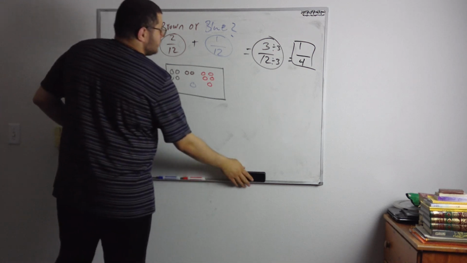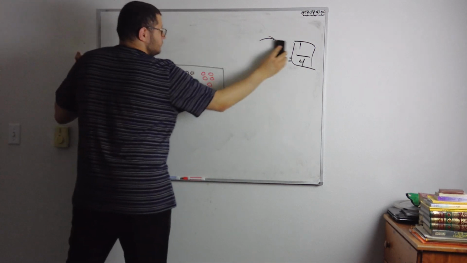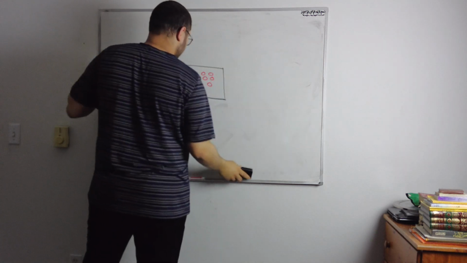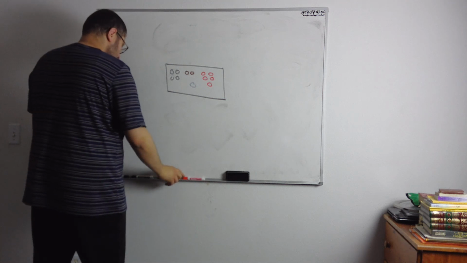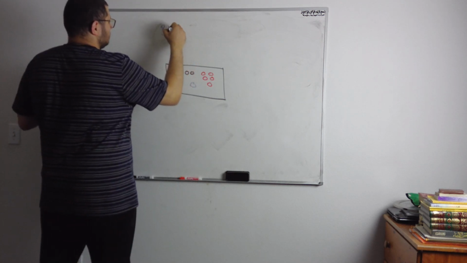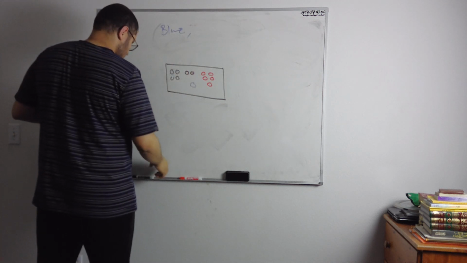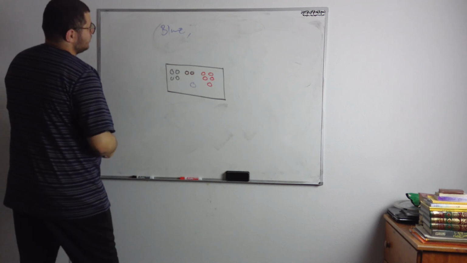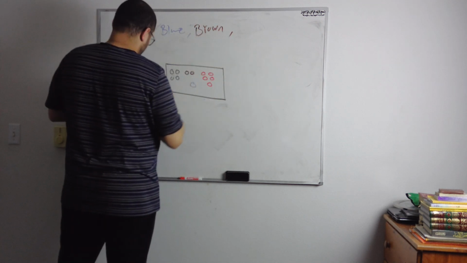Okay? Now let's do one last example. What's the probability that I'm going to pick a blue, brown, and red?